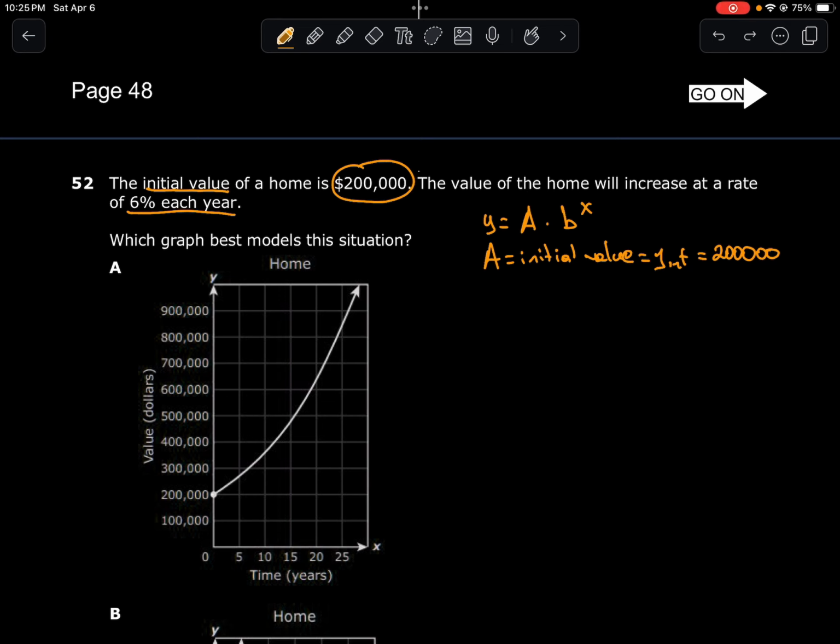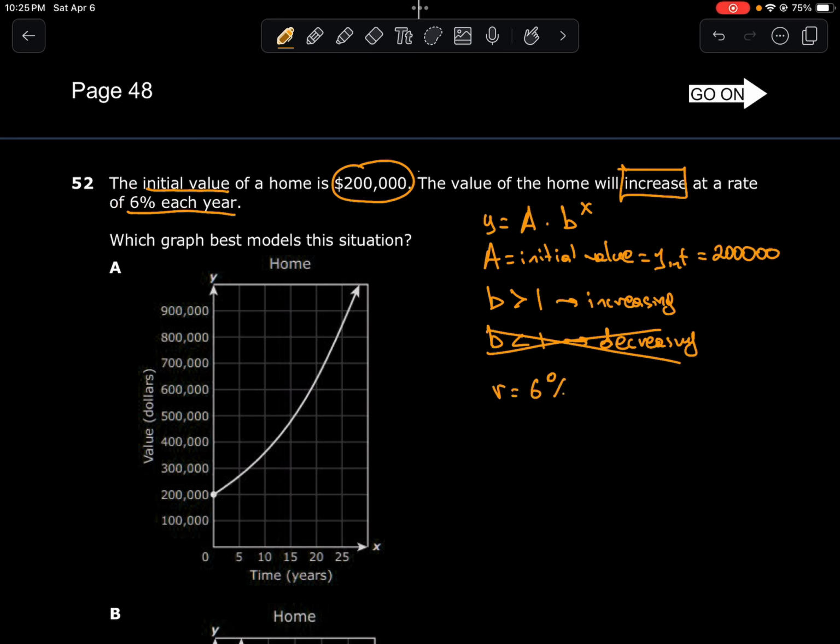All right, b. Let's see what we got. It increases. That means b is greater than 1, because greater than 1 means the function is increasing, as opposed to less than 1, that would mean decreasing. So I have a b that's greater than 1. 200,000 is the initial value. What about this 6%? This 6% is the rate.